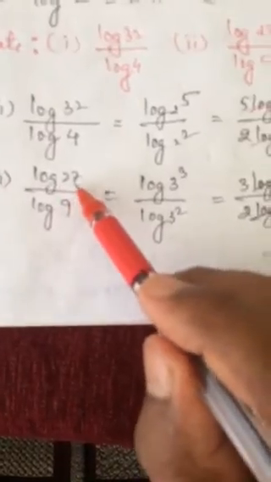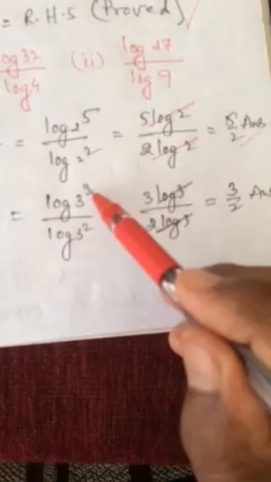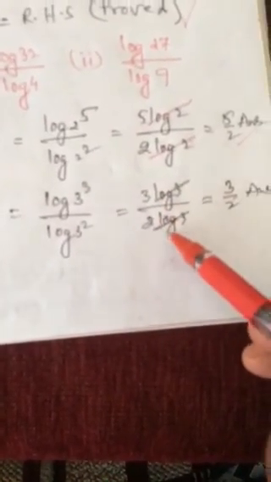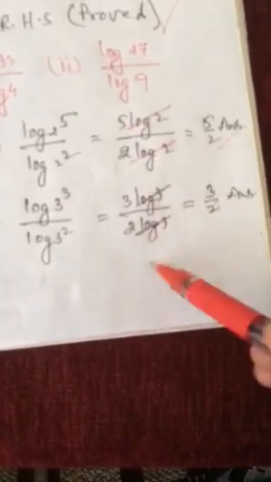Same here: 27 is 3 to the power 3, 9 is 3 to the power 2, so the power comes before log: 3 log 3, 2 log 3. Log 3 cancels, and 3 by 2 is the answer.